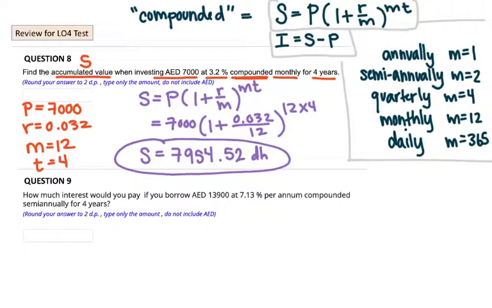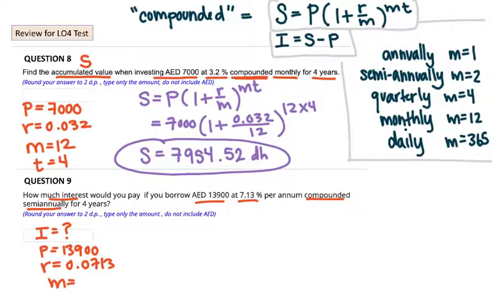Okay, let's look at the next question. How much interest? So we want to know I. We're borrowing 13,900. The rate is 0.0713. And it's compounded semi-annually. That means twice per year. They're going to take the interest and put it back on the principal. And it says T equals 4 years.